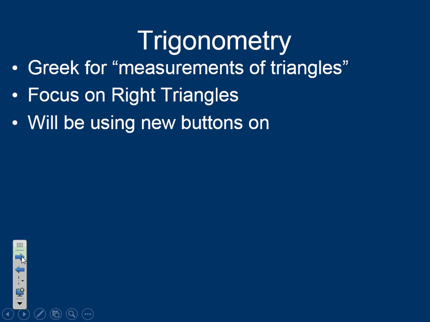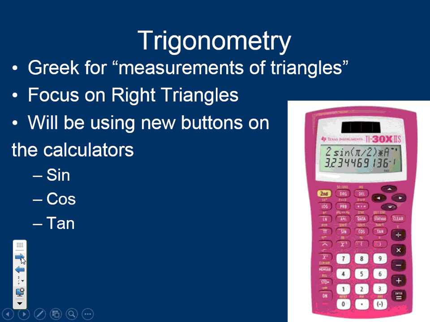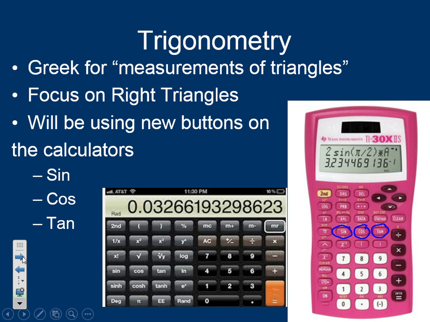We'll be using new buttons on our calculator. These are the buttons we're going to be using: sine, cosine, and tangent. So if you have a calculator like this, they're right here. If you're at home and you don't have a calculator, you're using your phone, you're going to be using these ones right here: sine, cosine, and tangent. All right? Those are the keys we're going to be using when we're working with our trigonometry.